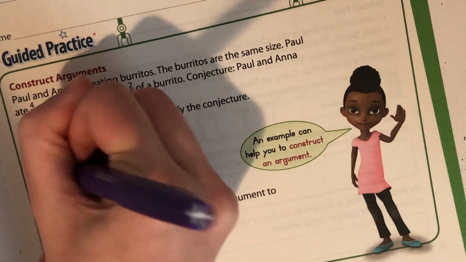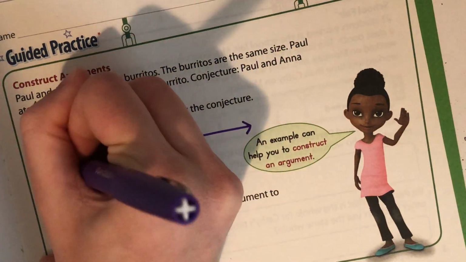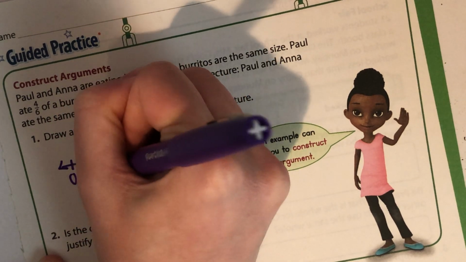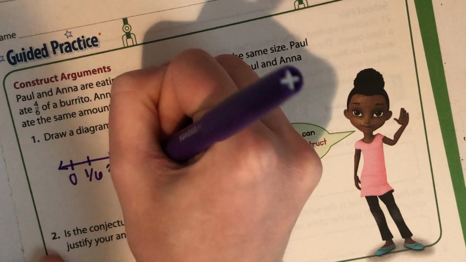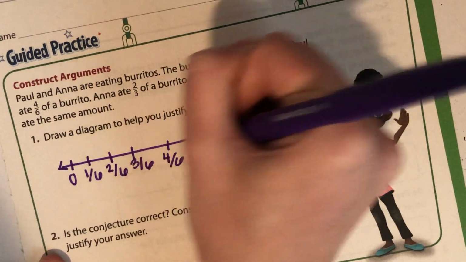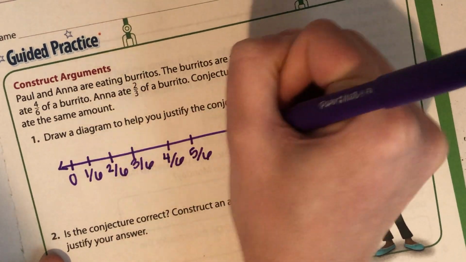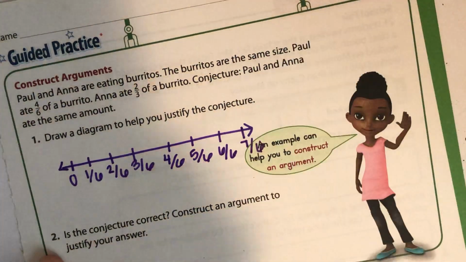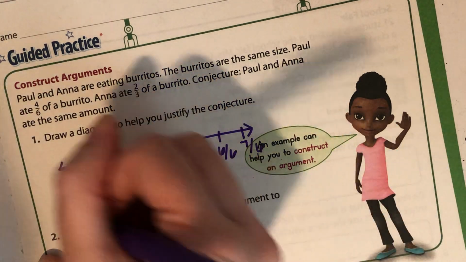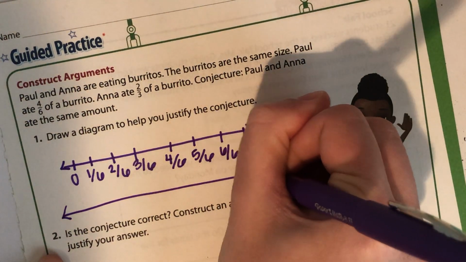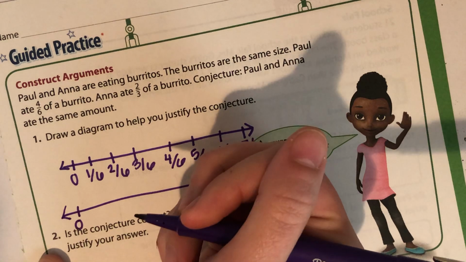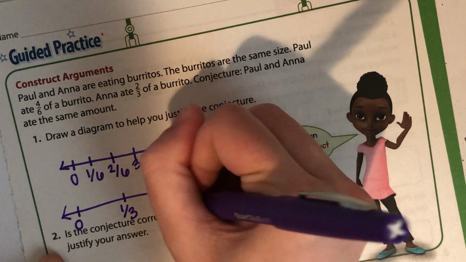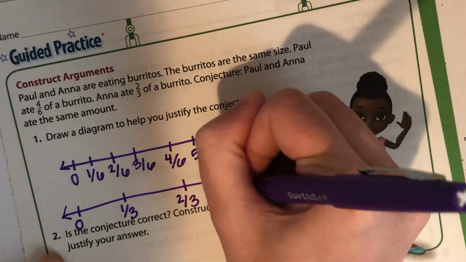So if we draw a number line, and we start with 0, we have 1/6, 2/6, 3/6, 4/6, 5/6, 6/6, 7/6, okay? Then we have another number line below it, and we have 0, 1/3, 2/3, 3/3.